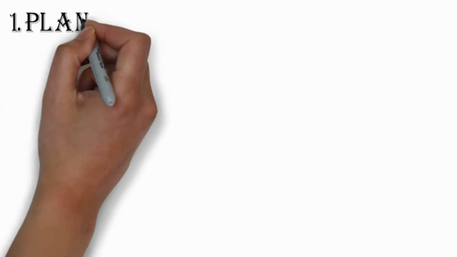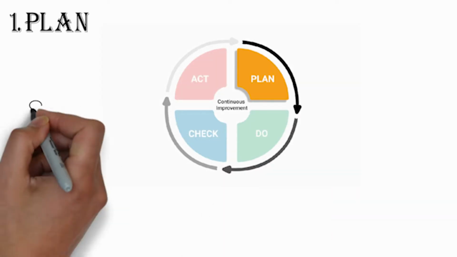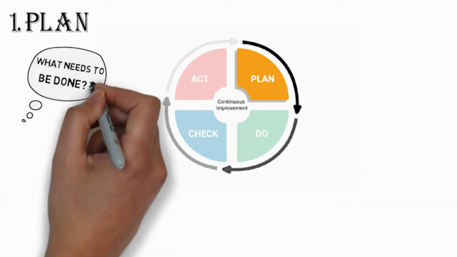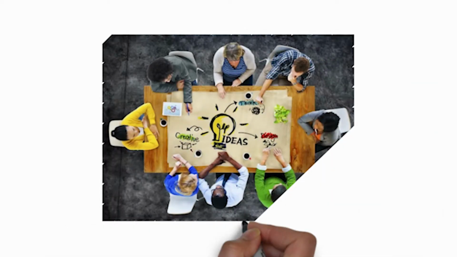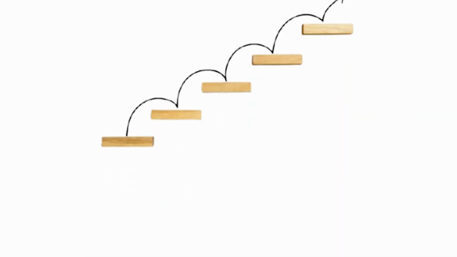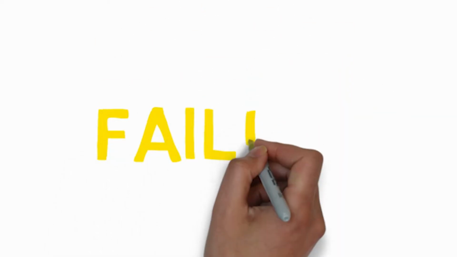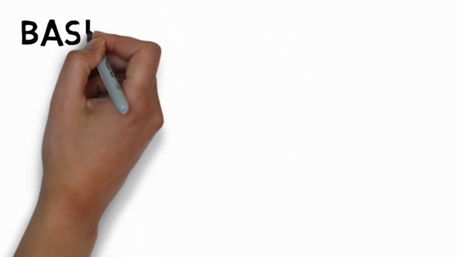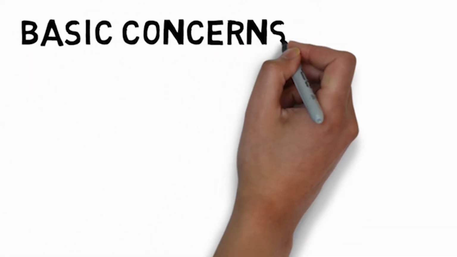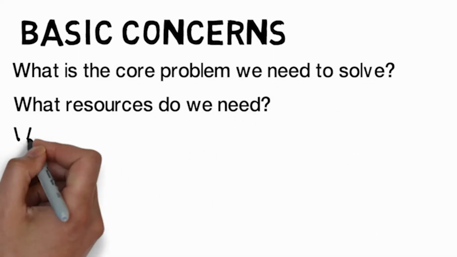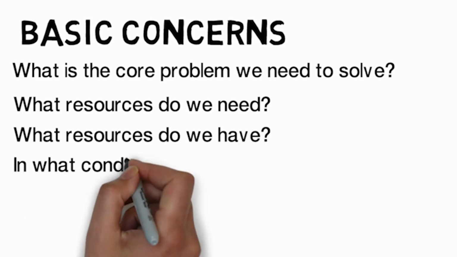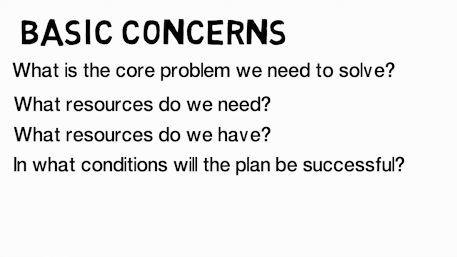First, plan. At this stage, you will literally plan what needs to be done. Planning can take a major part of your team's efforts. It will usually consist of smaller steps so that you can build a proper plan with fewer possibilities of failure. Before moving on, be sure that you answered some basic concerns. What is the core problem we need to solve? What resources do we need? What resources do we have? In what condition will the plan be successful?